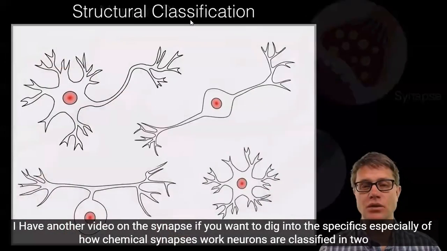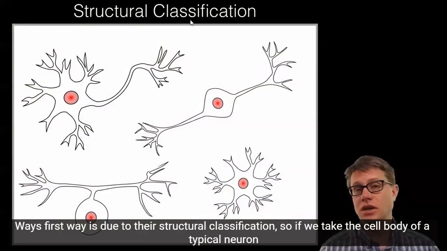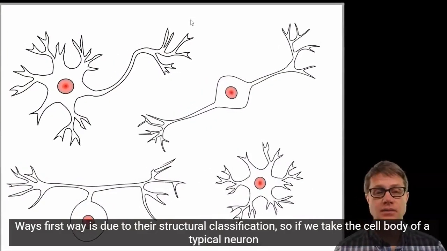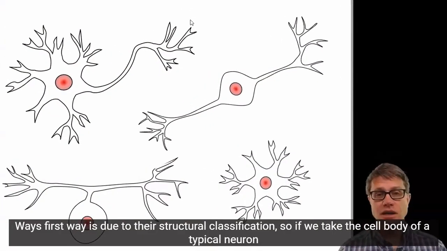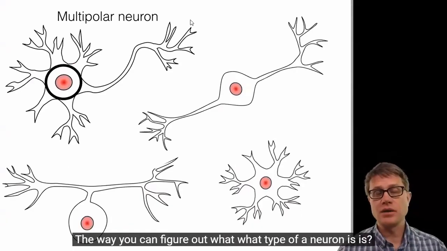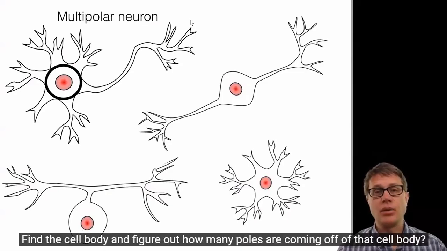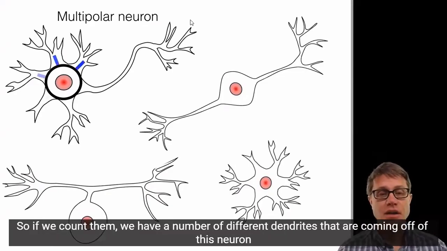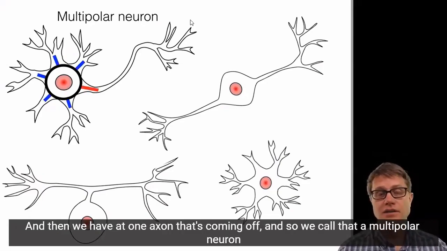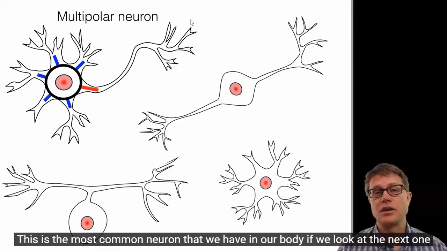The first way is due to their structural classification. So if we take the cell body of a typical neuron, like this multipolar neuron, the way you can figure out what type of neuron it is, find the cell body and figure out how many poles are coming off of that cell body. So if we count them, we have a number of different dendrites that are coming off this neuron. And then we have one axon that's coming off. And so we call that a multipolar neuron. This is the most common neuron that we have in our body.